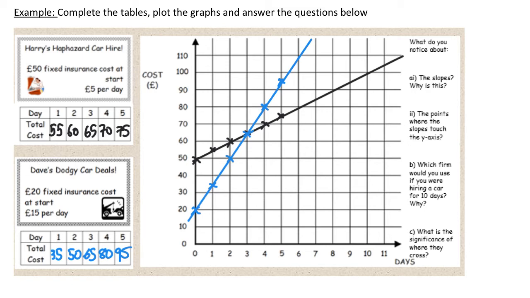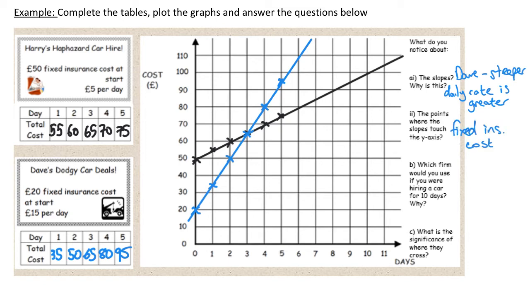The first one, what do you notice about the slopes? What we can see is that Dave's slope is steeper, and that's because his daily rate is dearer. Part 2, the points where the lines touch the y-axis. Those points are the fixed insurance cost.